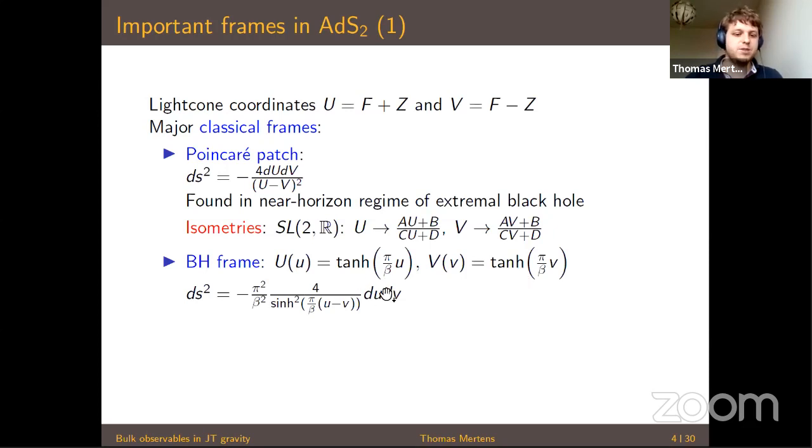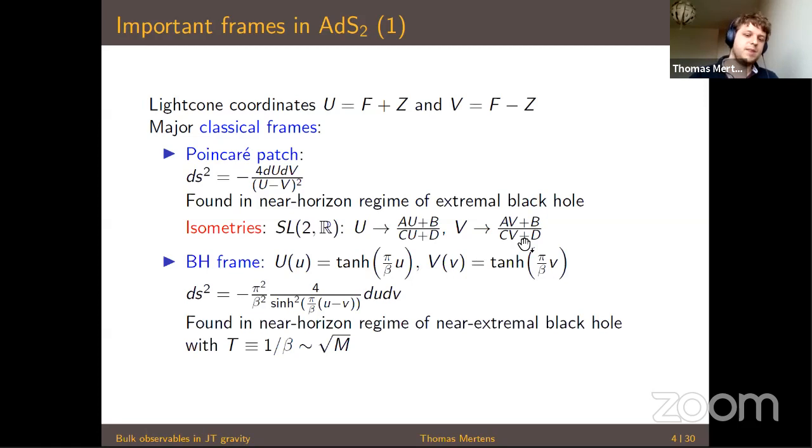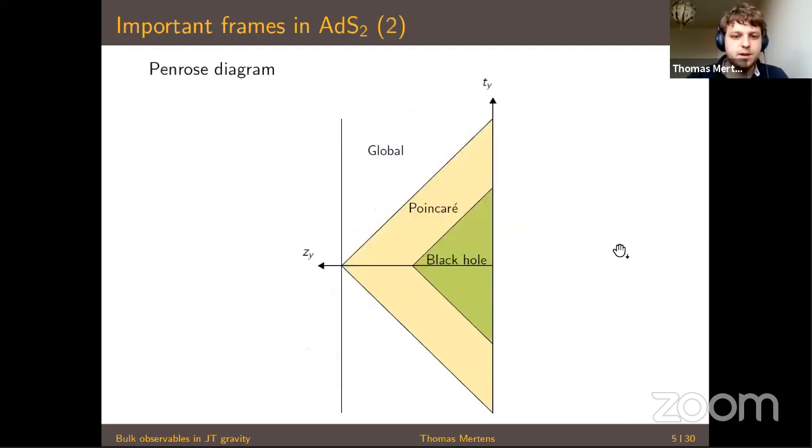Plugging that in the Poincaré patch, you find this geometry. And this geometry is found in the near horizon regime of higher dimensional near extremal black holes, where of course this beta parameter is just the inverse temperature and it's proportional to the square root of the mass of this higher dimensional black hole. Now, just to give you a graphical representation of this, I've drawn the Penrose diagrams here. So the big white region is the global frame, or the strip of the AdS2 manifold. Then this big triangle is the Poincaré patch, and then embedded within that is this black hole patch.